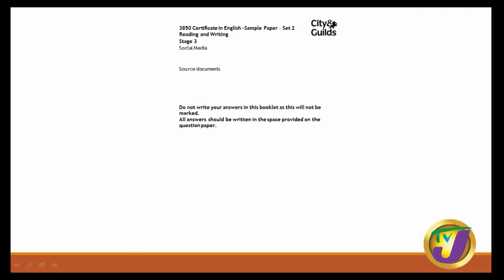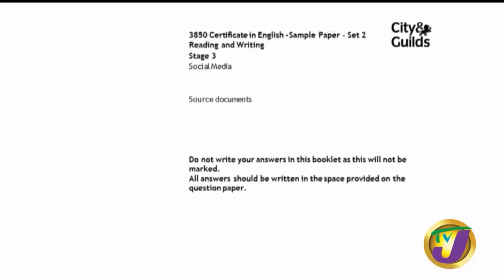All right, now on the screen, we have a glimpse at a City and Guilds source document. You will always see the name of the course, 3850 certificate in English. You will always see reading and writing. You'll also see stage 3 and the theme for the year, source document, and the instruction.